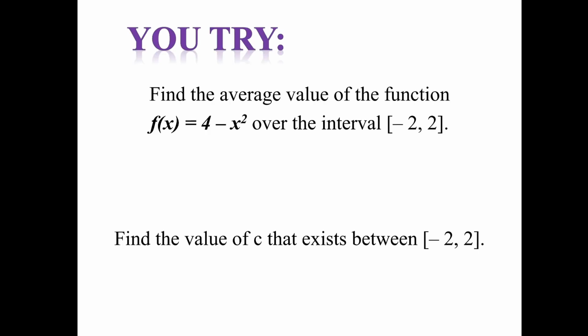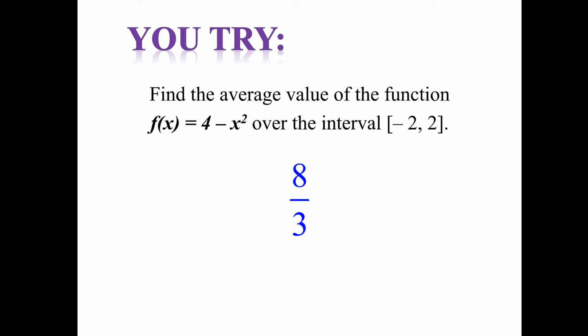And here's another one you can try. Find the average value of the function f of x equals 4 minus x squared over the interval from negative 2 to 2, and find the value of c that exists between negative 2 and 2. So to find the average value, basically use the formula 1 over b minus a times the integral from a to b of f of x dx. And here's what we'll get.